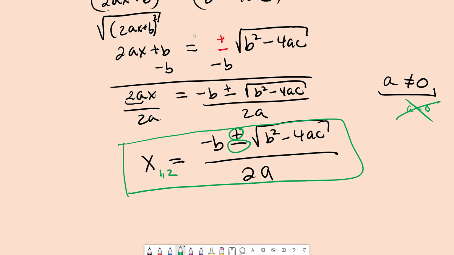Now, in a follow-up video, we will discuss in some more detail what happens with this square root. For instance, what happens when 4ac is larger than b squared and we have a negative inside the square root. We also have a video that will show you how to basically use this formula in a simple equation so that you can practice it.